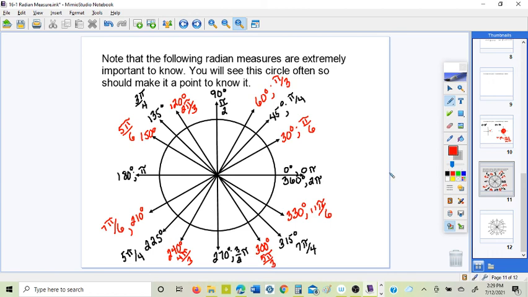But this is a really, really important thing for you to know these main degree radian pieces on this circle, because these are the ones that give us our special triangles, our 30, 60, 90 triangles, and our 45, 45, 90 triangles. We've already talked about manually being able to figure out those values. So that's where we're headed with this.